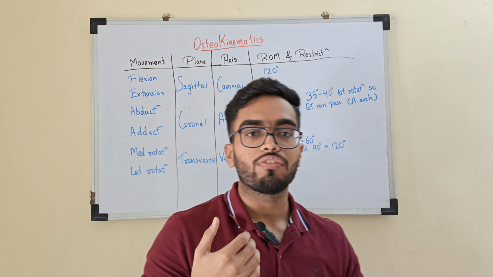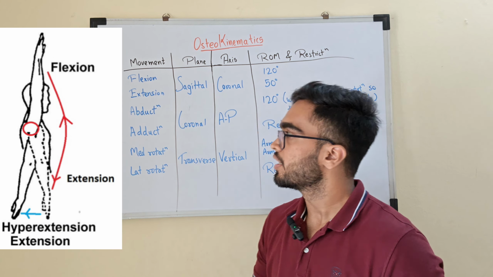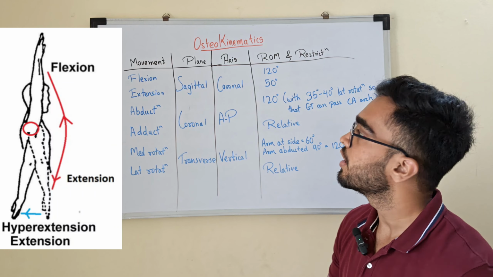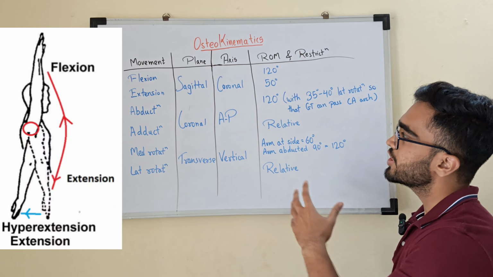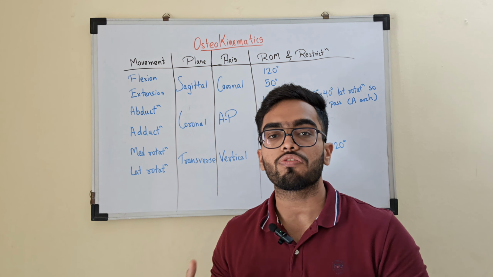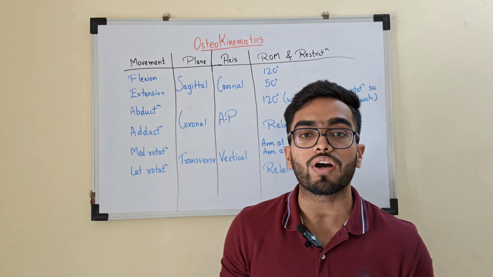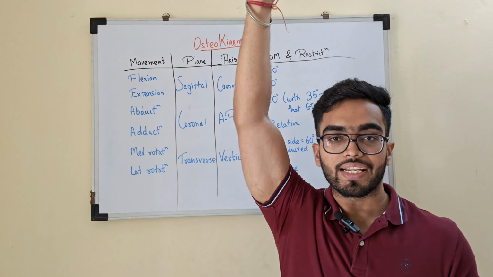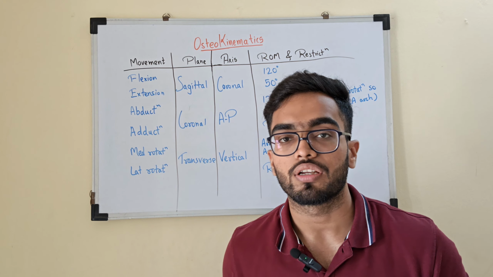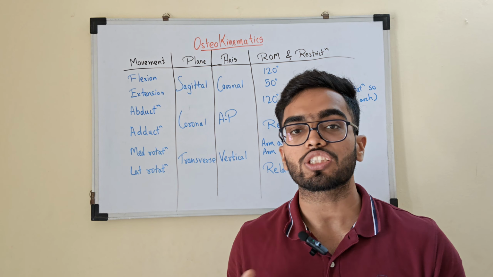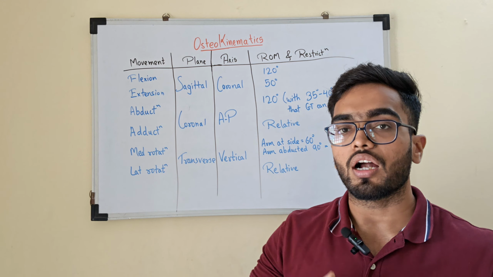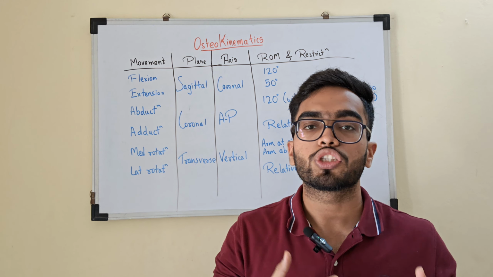So the first movement is flexion of the glenohumeral joint. The plane for the same is sagittal plane and the axis is coronal axis. The range of motion of flexion is 120 degree. So you might be wondering why the range of flexion is 120 degree when we can move our arm up to 180 degree. So 120 degree is pure glenohumeral range. The remaining 60 degree is contributed by the scapulothoracic movement, and thus a total of 180 degree of shoulder flexion is attained.